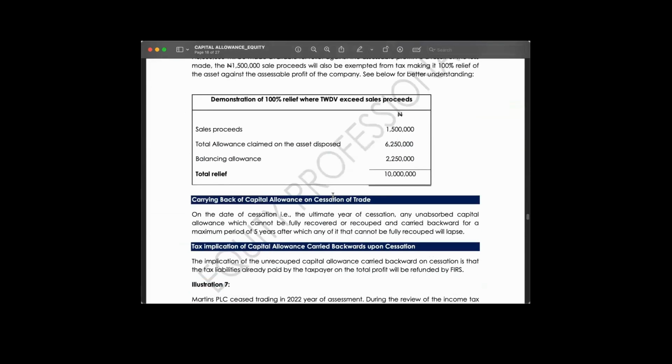And we are now saying, what is the effect of all this on the company's profits? The company is going to have 100% relief. The 1.5 million will go as a relief against the company's profits. The total allowance claimed will go as a relief against the company's profits, and the balancing allowance of 2.5 will go as additional relief for the company. So that is that.